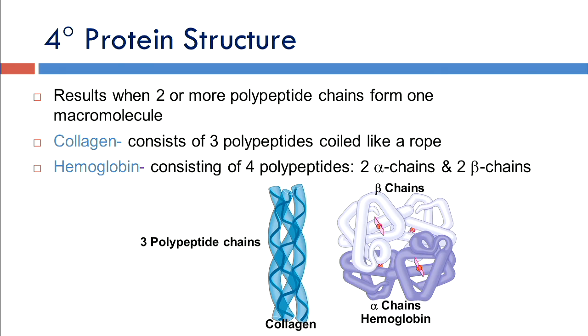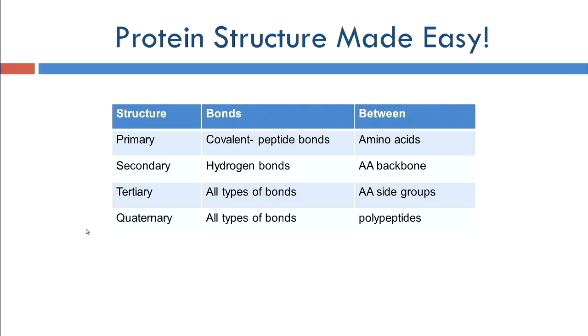Hemoglobin is another really important one for you guys. It has four different polypeptides, two beta chains and two alpha chains. All four units together make one big protein molecule. So proteins are really cool. They're very complex. Here is something I made for you. It's the structure of proteins.